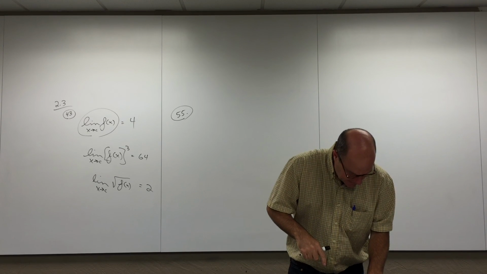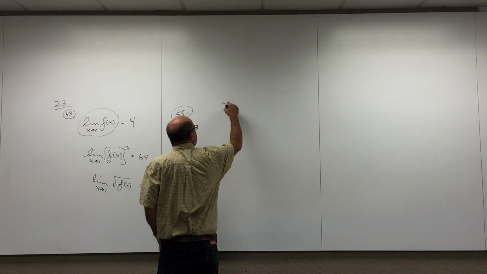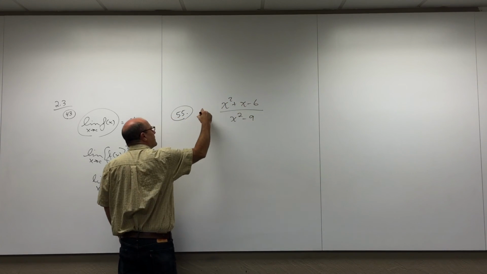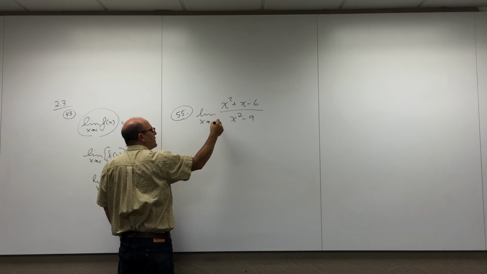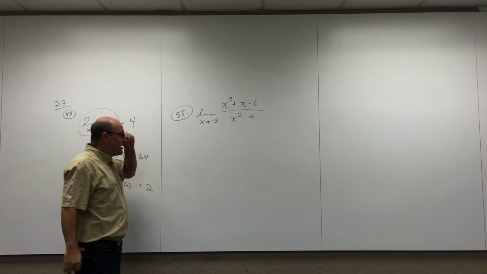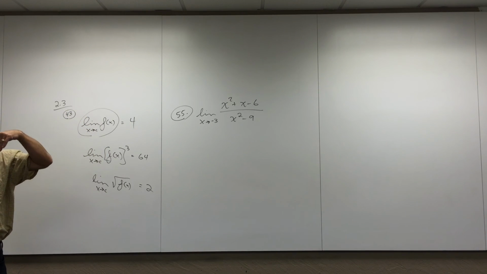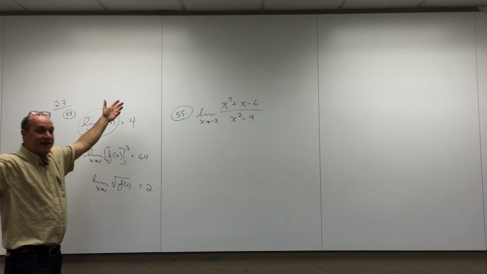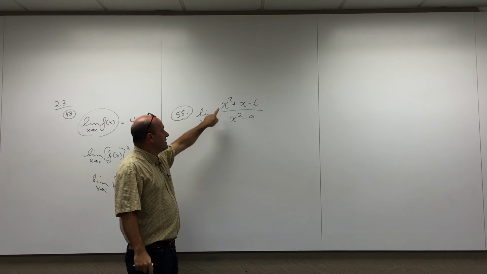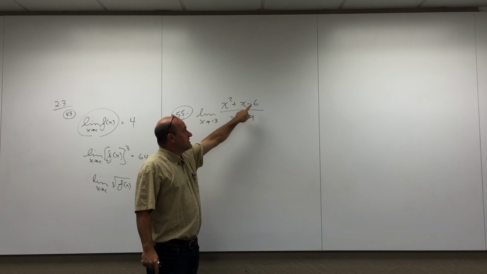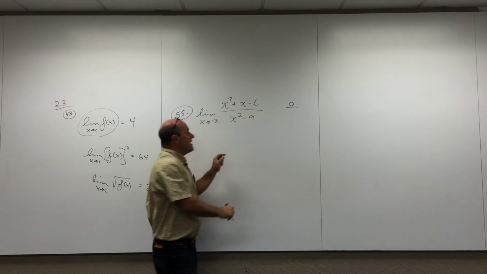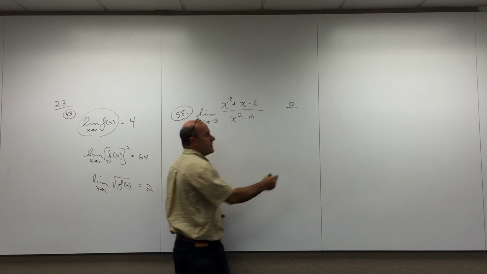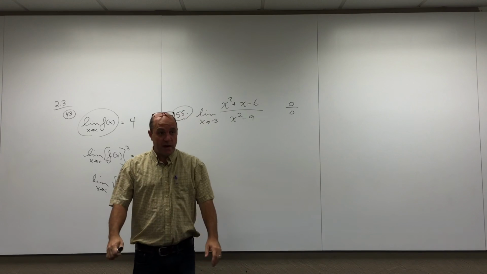X squared plus x minus 6 over x squared minus 9. The limit as x goes to -3. All right, cool. Step 1 of doing a limit: plug it in, see what you get. I'm going to plug in a -3. That's 9 minus 3 minus 6, which is 0. And the denominator, 9 minus 9, is 0. So I got this 0 over 0 situation.